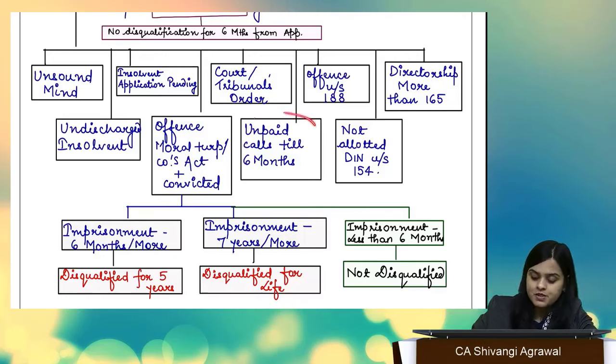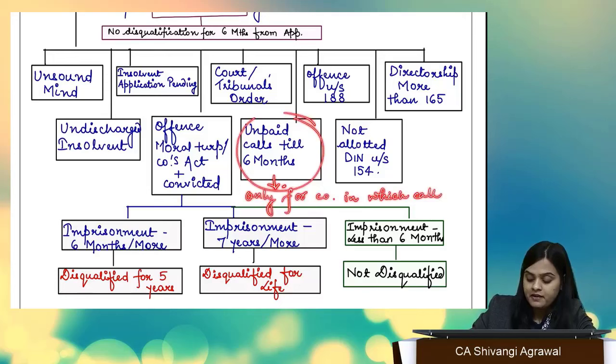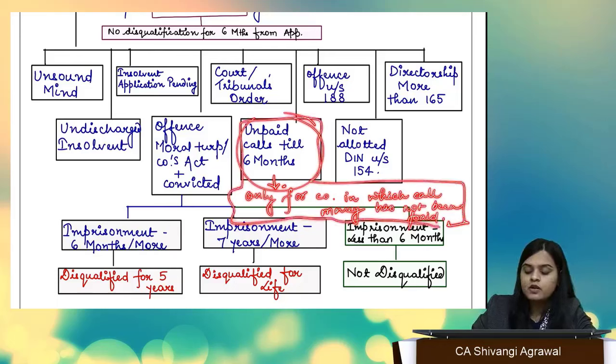Then I am disqualified, and this particular disqualification attracts only for the company in which call money has not been paid, and not in other companies. So in other companies I am qualified to become a director. Only in this company I cannot become a director. Now supposedly you are already a director. Then I vacate the directorship according to section 167 and I cannot be reappointed, till I pay this call.